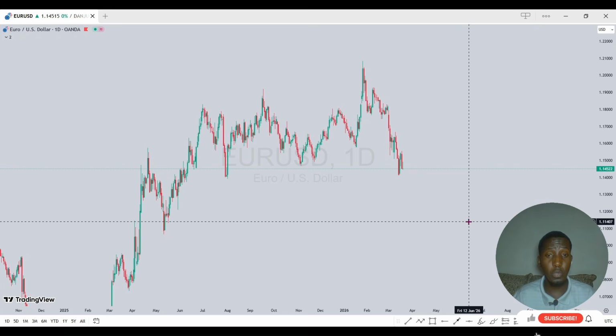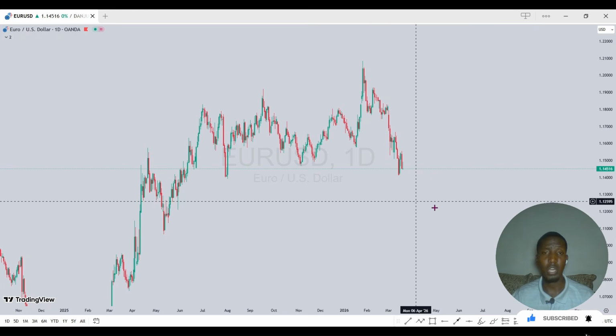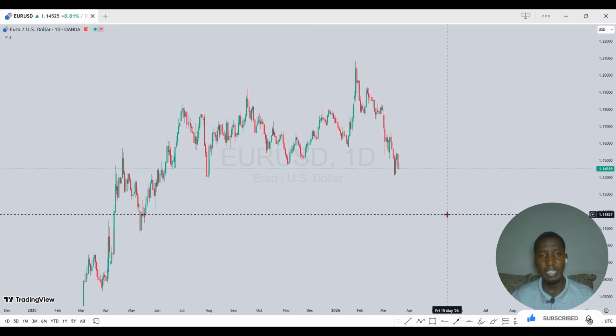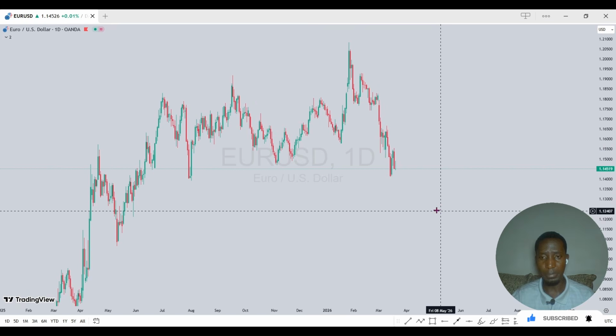Let's look at EUR/USD. As you can see, EUR/USD is moving down. But before that, rule number one: you need to start with a higher time frame, and you need to look at where the market is moving. So let's mark the breakout structure together.